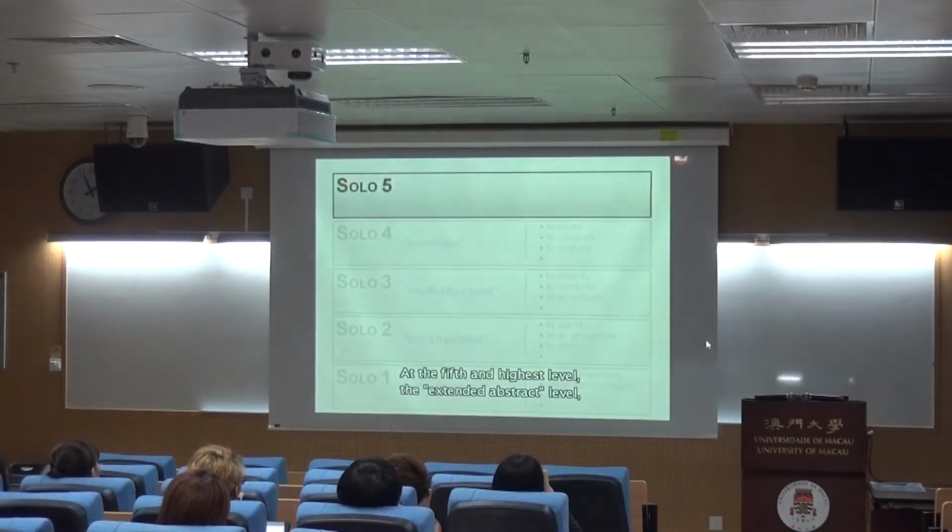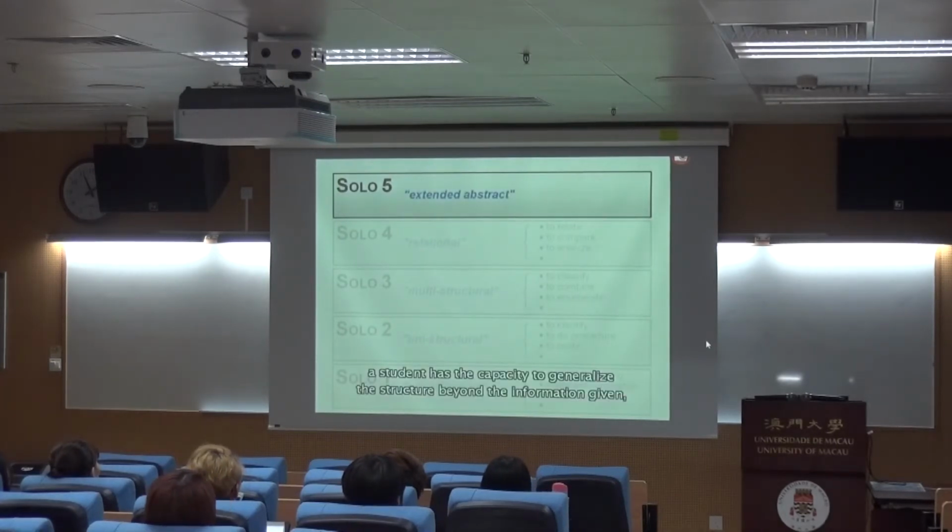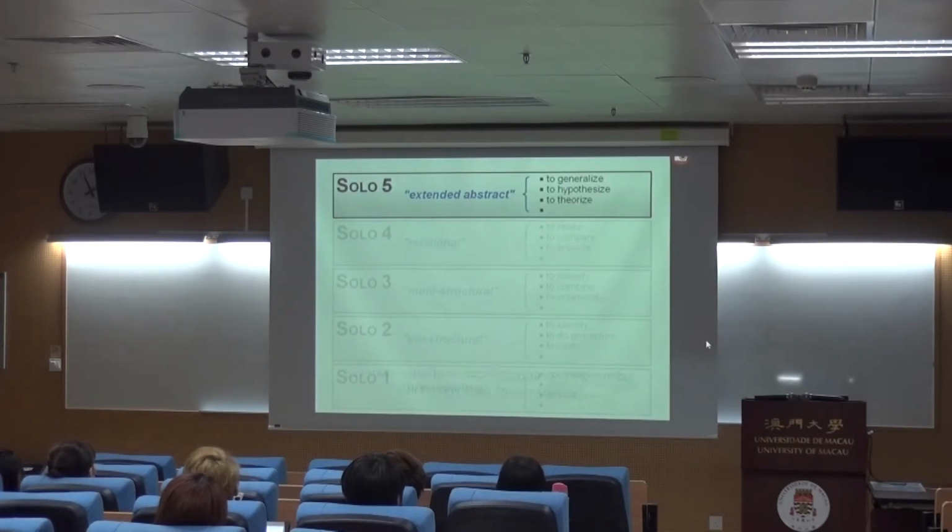At the fifth and highest level, the extended abstract level, a student has the capacity to generalize the structure beyond the information given, and even produce new hypotheses or theories which may then be scrutinized.